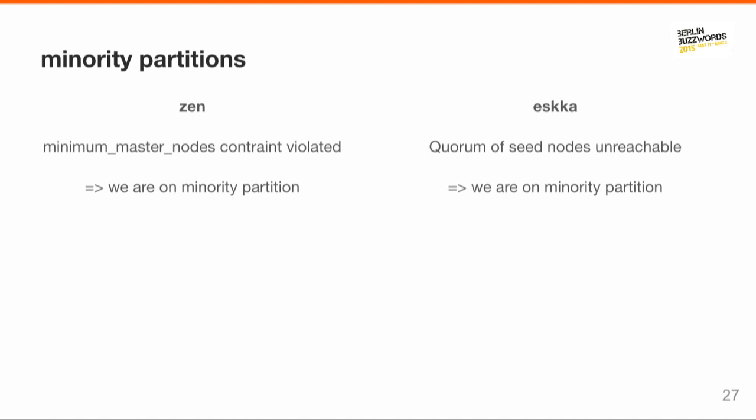It's good to know about minority partitions. The definition can, I guess, vary between Zen and eskka. With Zen, you've probably heard about minimum master nodes. That's the number of master nodes that you need to be able to see. And if that constraint is violated, that's when with Zen you have a minority partition. With eskka, we are basically using the seed nodes, so a quorum of those.